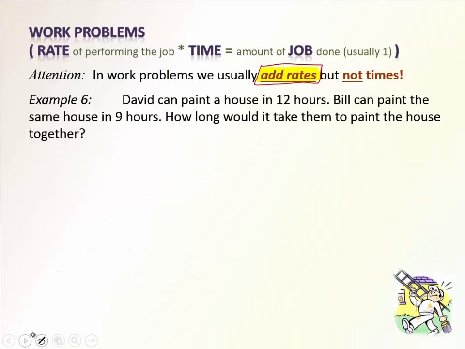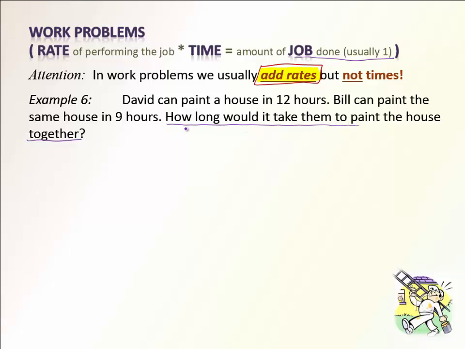So here's our example. David can paint a house in 12 hours. Bill can paint the same house in 9 hours. How long would it take them to paint the house together? Well, the job to do is to paint one house. So that's one job to do. We know that David can do it in 12 hours, Bill can do it in 9 hours. We know the times for each person. And the question is, how long will it take them to paint the house together?